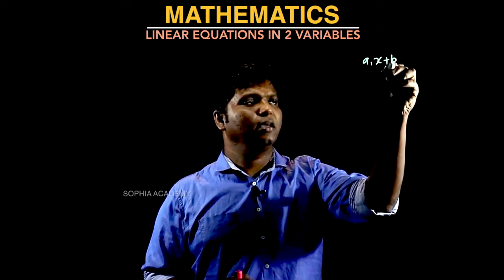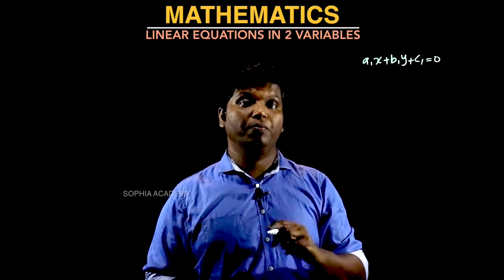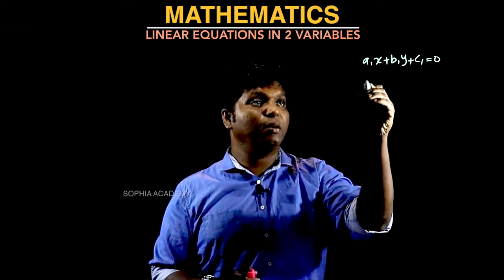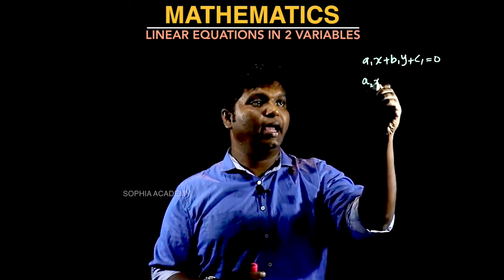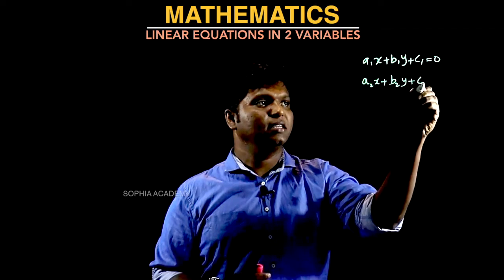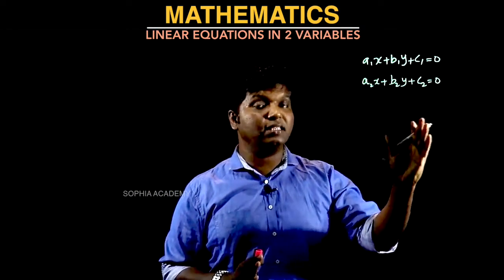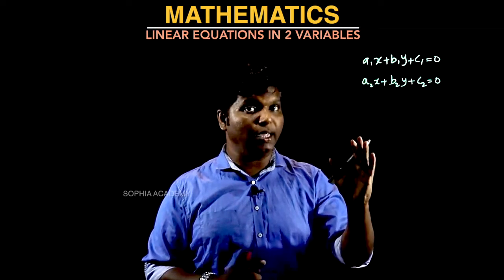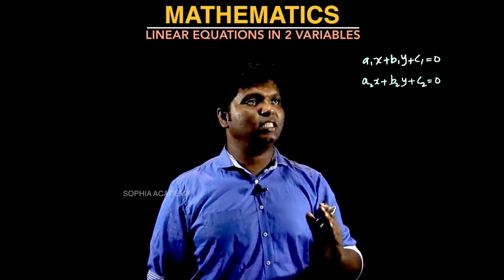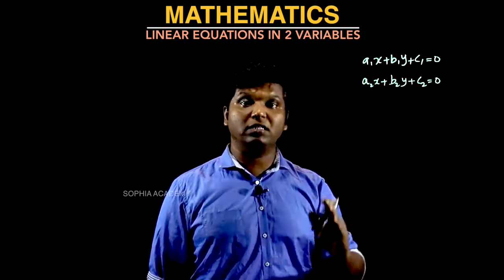a1x plus b1y plus c1 is equal to 0. This is one equation. There is one more equation, so instead of a1 I am writing a2x plus b2y plus c2 is equal to 0. Keep this in your mind: every time the right hand side should be equal to 0. The RHS part should be equal to 0, and in the LHS part there will be an x, a y, and a constant number.